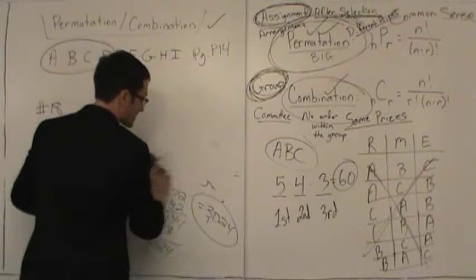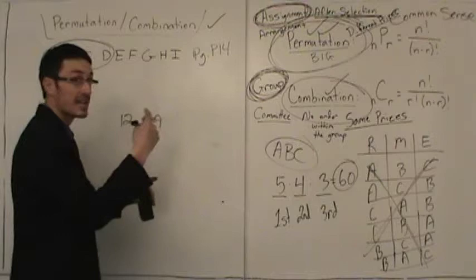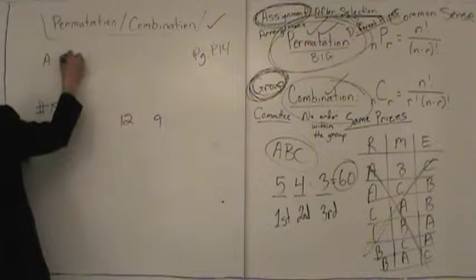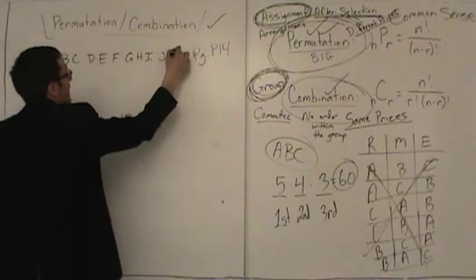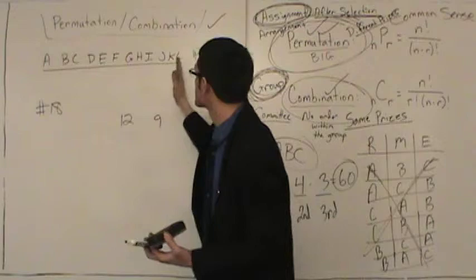So we have 12 total to choose from. How many ways can he select 9 out of 12? Now this one will really actually blow your mind. Well, we have A, B, C, D, E, F, G, H, I, J, K, L. There's 12 books. The first book starts with the letter A, the second book with B, the third book with C. So we can just think in terms of each letter representing a book.